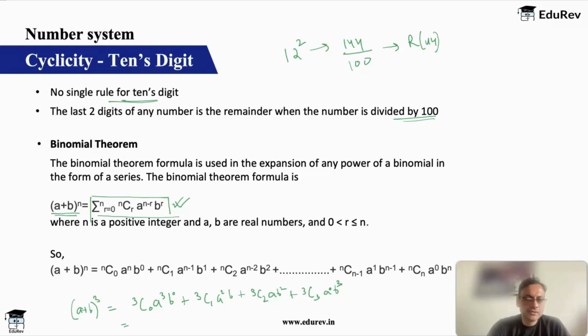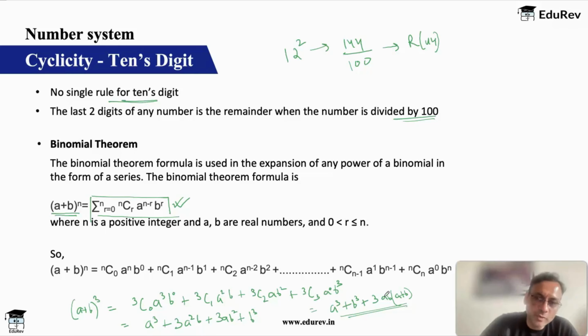Okay. Now this, if you see, 3C0 is equal to 1 basically. So you get a cube. Then 3C1 is equal to 3. You get 3a square b. Then 3C2 is also 3. You get 3a b square. And 3C3 is also 1. You get b cube. So essentially you are getting a cube plus b cube plus 3ab into (a plus b). And this, I hope you remember, is your formula for (a plus b) cube. Okay, so this is how this binomial is useful in finding out the last two digits also sometimes, which you'll see in the questions going forward.